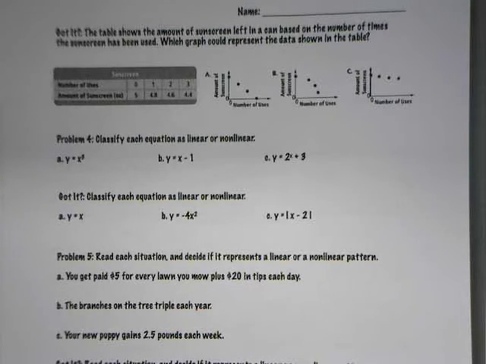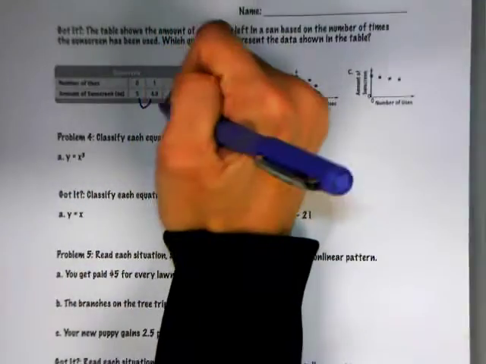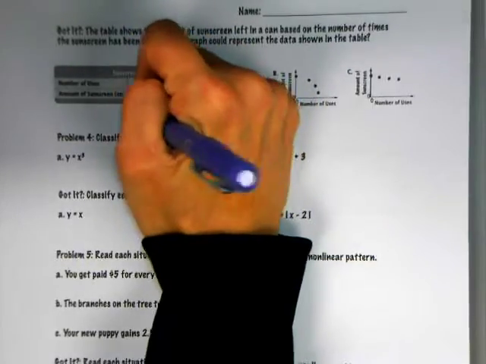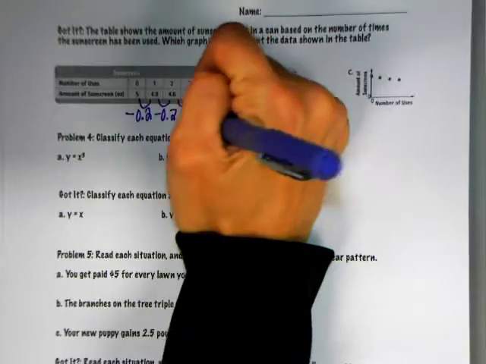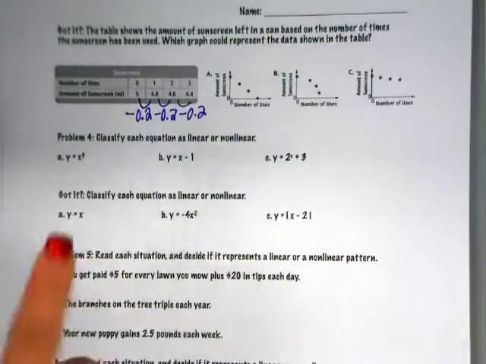The table shows the amount of sunscreen left in a can based on the number of times the sunscreen has been used. Which graph could represent the data shown in the table? Okay, so first, is this linear or nonlinear? So it's minus 0.2, right? Minus 0.2, minus 0.2. How do you get 0.2?